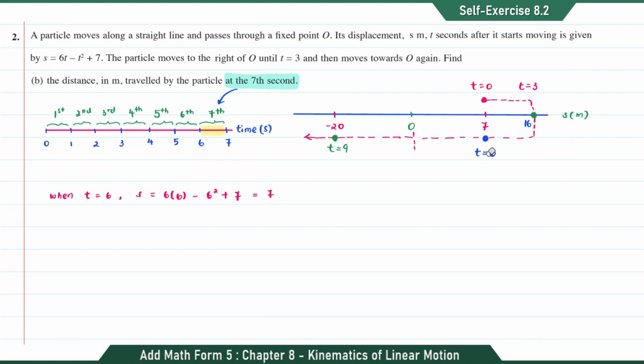This means at 6 seconds, the particle is 7 meters to the right of the fixed point O. Next, we're going to find the position of the particle at t equal to 7. Then s is equal to 6 times 7 minus 7 squared plus 7, which is equal to 0. This means the particle is at the fixed point O when t equal to 7. So here will be the distance traveled by the particle in the 7th second. Then its total distance will be equal to 7 meters.